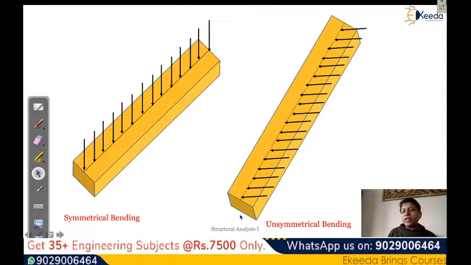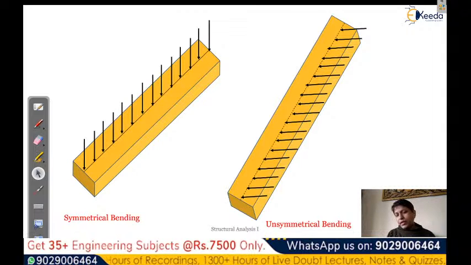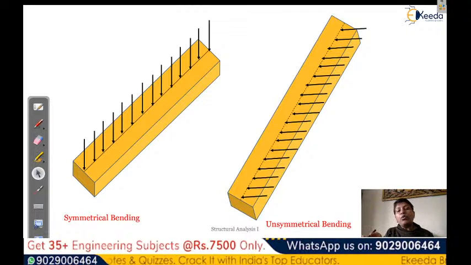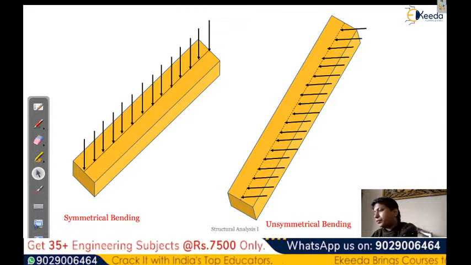Now for a symmetrical section, a simple rectangular section, there can be unsymmetrical bending when a load is acting at some angle. It's not in the y direction; as you can see, it is at some angle. When such a load is acting, it creates unsymmetrical bending. So this is one reason. It's a symmetrical section and the load is inclined to both principal axes.